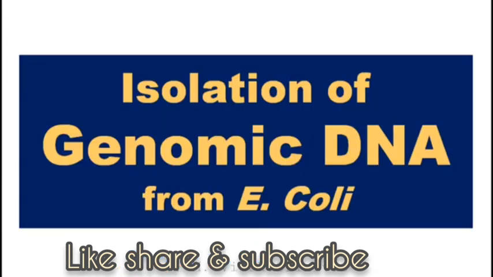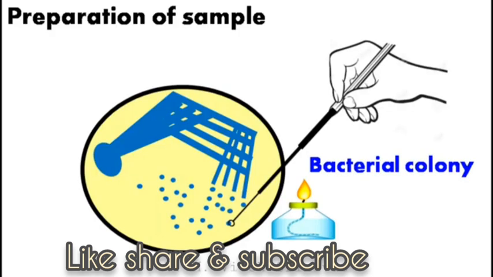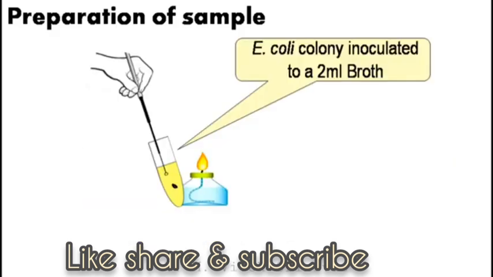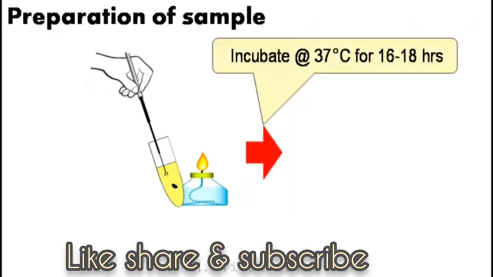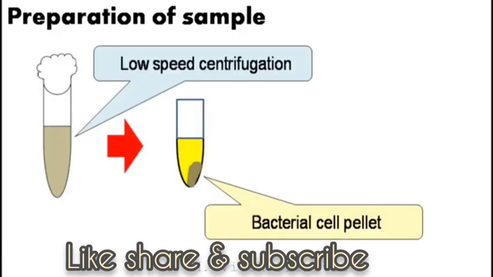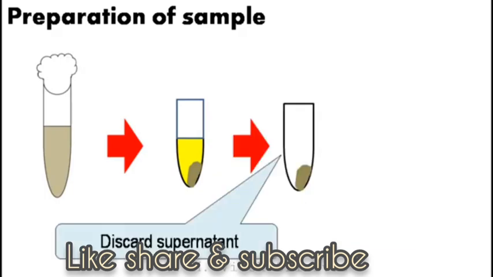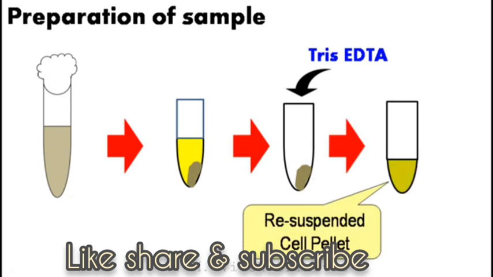Isolation of genomic DNA from E. coli bacterial cells. Preparation of sample. First, the bacterial colony is inoculated into the bacterial broth. The organism to be used should be grown in a favorable medium, at an optimal temperature, and should be harvested in late log to early stationary phase, for maximum yield. Following incubation, from the overnight bacterial culture, the bacterial cells are pelleted by low-speed centrifugation for 10 minutes. Discard the supernatant. This cell pellet is resuspended in 900 microliter of TE buffer, by gentle mixing.